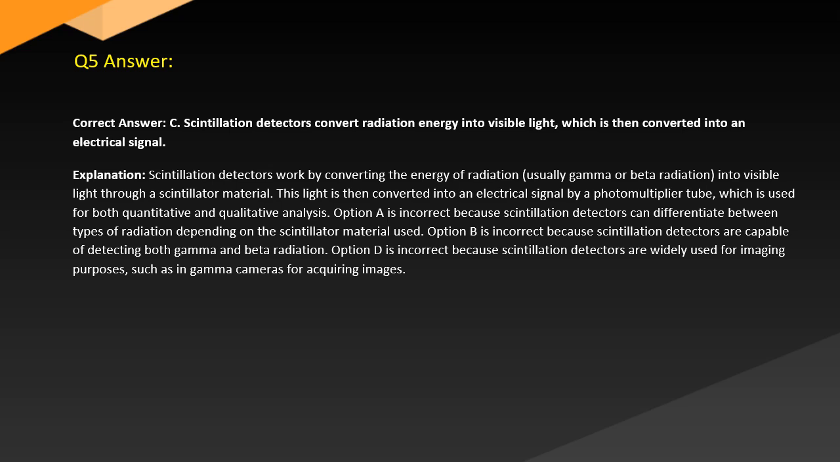Explanation. Scintillation detectors work by converting the energy of radiation, usually gamma or beta radiation, into visible light through a scintillator material. This light is then converted into an electrical signal by a photomultiplier tube, which is used for both quantitative and qualitative analysis. Option A is incorrect because scintillation detectors can differentiate between types of radiation depending on the scintillator material used. Option B is incorrect because scintillation detectors are capable of detecting both gamma and beta radiation. Option D is incorrect because scintillation detectors are widely used for imaging purposes, such as in gamma cameras for acquiring images.